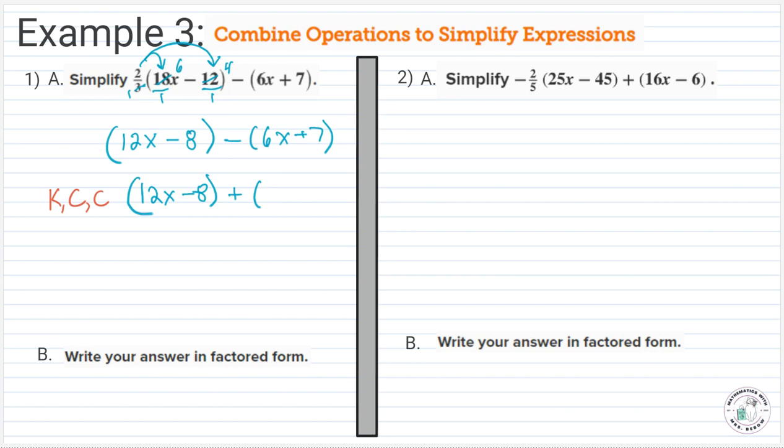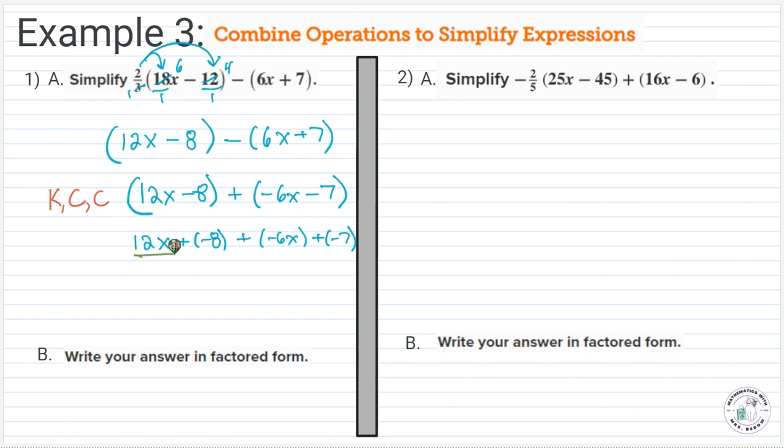So the opposite of 6x would be a negative 6x. The opposite of adding 7 would be to subtract 7. And now at this point, we could ignore those parentheses. I'm just going to go ahead and write that as a plus negative 8 though. And then, again, minus 7, I'll write that as plus negative 7. Now we just combine like terms.